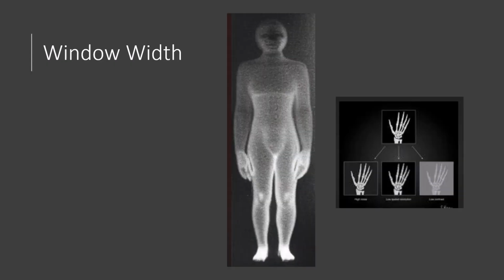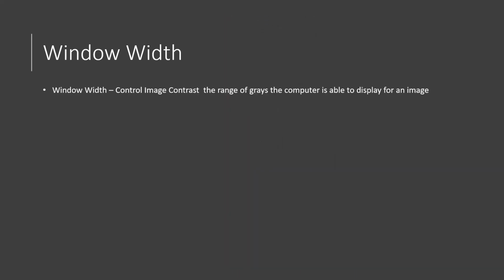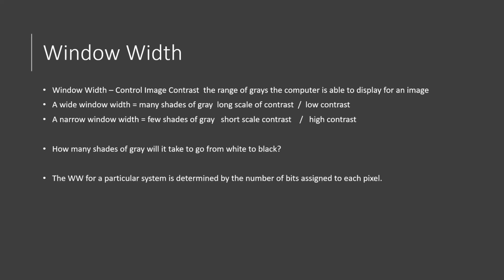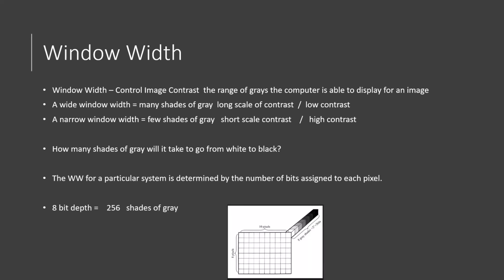Next, we'd like to look at window width. Window width is reflective of contrast. Window width controls the image contrast, the range of grays the computer is able to display for an image. A wide window width has many shades of gray and a long scale of contrast, so it has low contrast. A narrow window width has very few shades of gray, so it has a short scale of contrast, or high contrast. The greater the bit depth, the more shades of gray that can be shown.